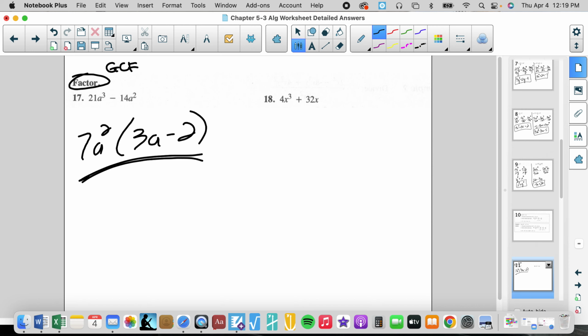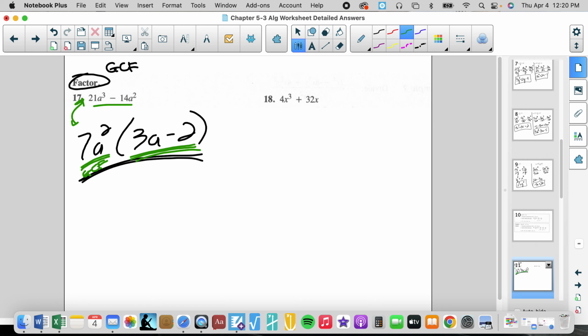Notice, a lot of students make the mistake of just giving this part. They factor out the GCF, and they just give me 3a minus 2. No, we need both of it. It still needs to be equivalent. This is just another way. We're turning an addition and subtraction problem into the product. And that's what factoring is. Factoring is just turning things into the product of two things.